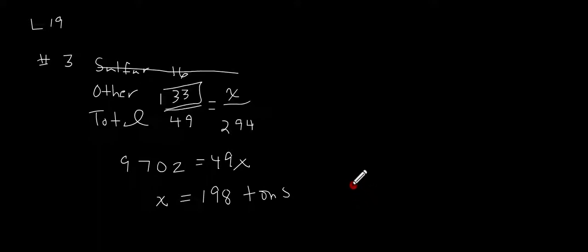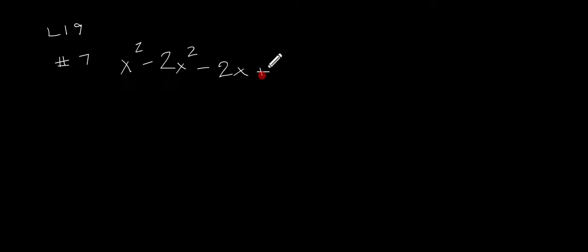Let's move on. Now we're going to do number 7. So 7 is one of those long division problems. So let's, no it isn't. It's a multiplication problem. So lesson 19, number 7. So we have x cubed minus 2x squared, I'm going to do it the way I do it, minus 2x. I think the book does it this way too. We're going to multiply that by x squared minus 2.